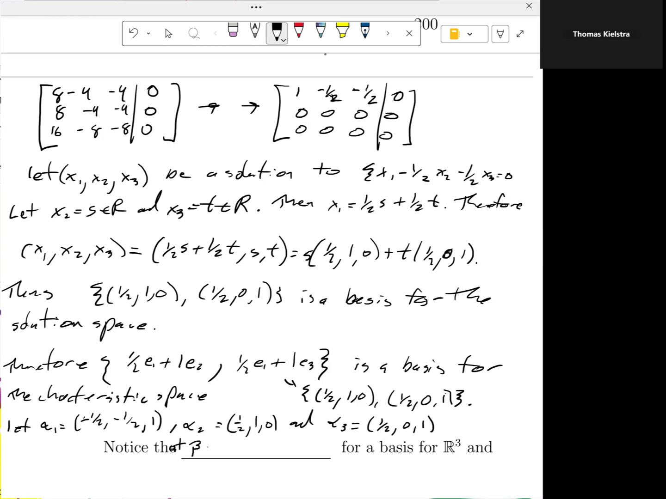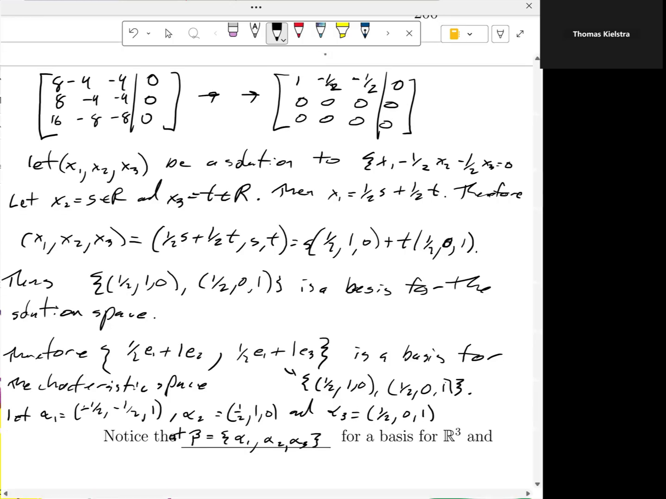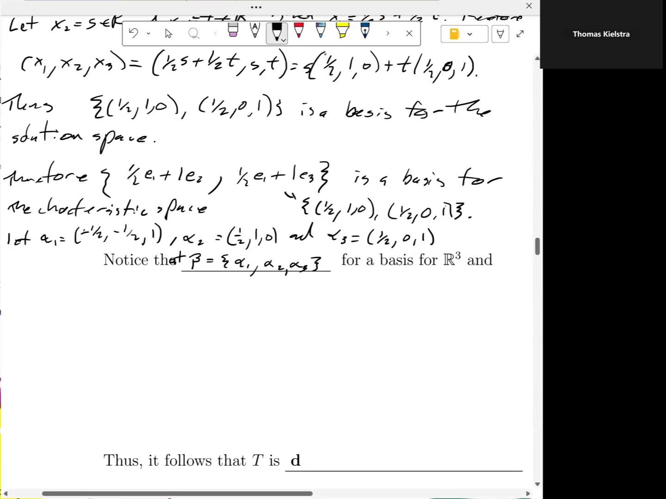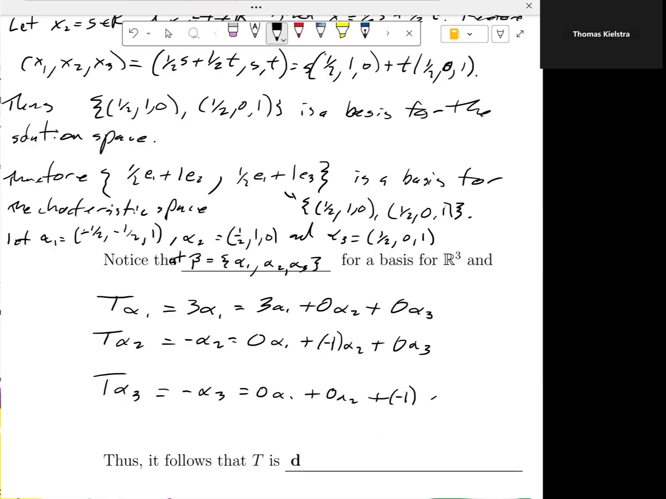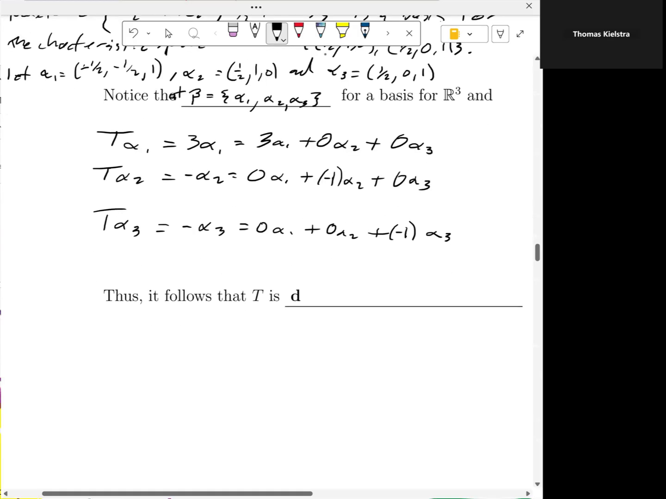Now, notice that if we let beta equal the set {alpha 1, alpha 2, alpha 3}, we actually get a basis for R3. Also, there's something interesting about this basis. If we apply T to alpha 1, this is 3 alpha 1 because it's a characteristic vector for characteristic value 3, which equals 3 alpha 1 plus 0 alpha 2 plus 0 alpha 3. Additionally, T alpha 2 equals minus alpha 2, which is 0 alpha 1 plus negative 1 alpha 2 plus 0 alpha 3. And T alpha 3 equals minus alpha 3, which equals 0 alpha 1 plus 0 alpha 2 plus negative 1 alpha 3.